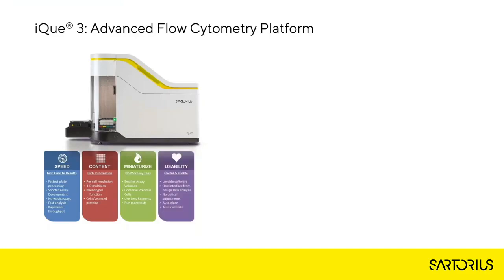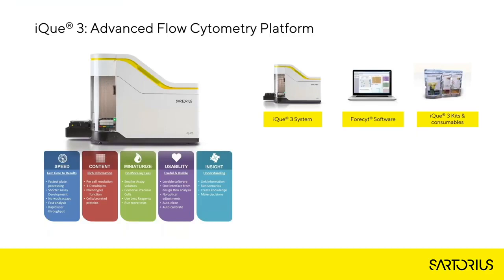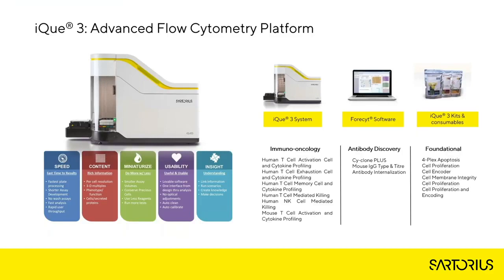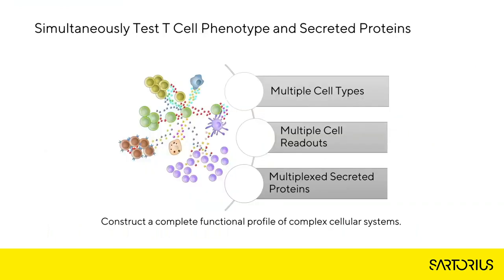The IQ3 system comes with built-in Foresight software allowing for fast time to results as graphs auto-populate as cells are being sampled. As I have mentioned, the IQ3 has a suite of compatible reagents that are applicable to a range of different applications, namely within the immuno-oncology, antibody discovery, and foundational areas. The IQ3 allows a user to simultaneously test T cell phenotype alongside secreted proteins in a 10 microliter sample from a 96 or 384 well plate.